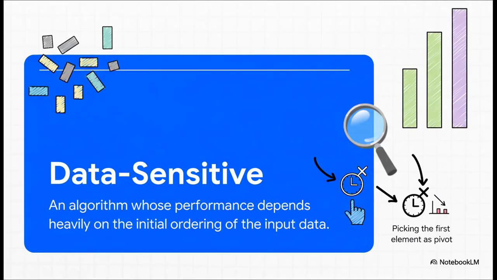This makes quicksort what we call data sensitive. Its speed isn't consistent. It can change like crazy based on the data you feed it. For instance, if your data is already sorted and you naively pick the first element as the pivot every time, well, congratulations, you've just triggered the absolute worst-case scenario.